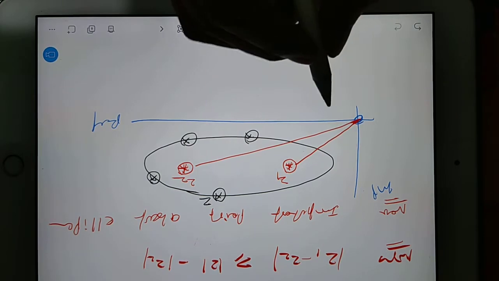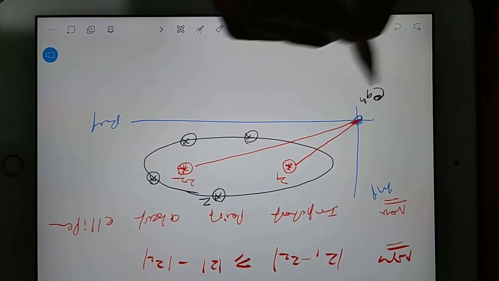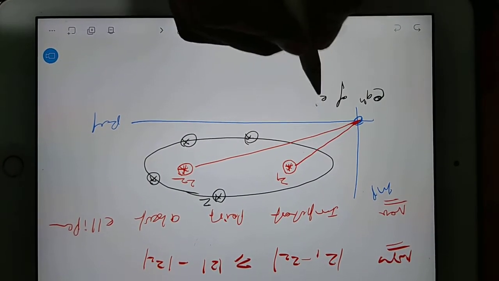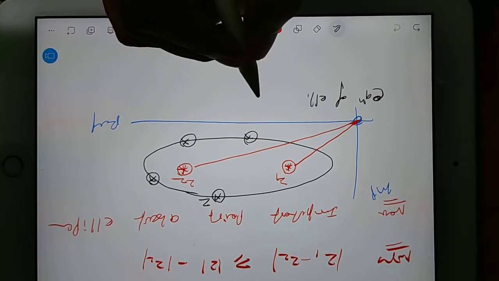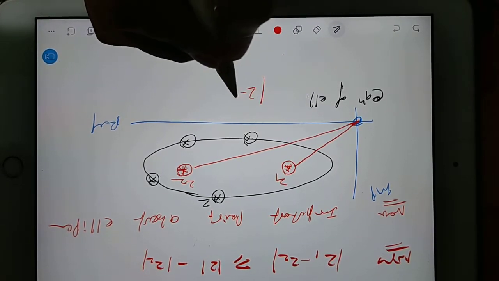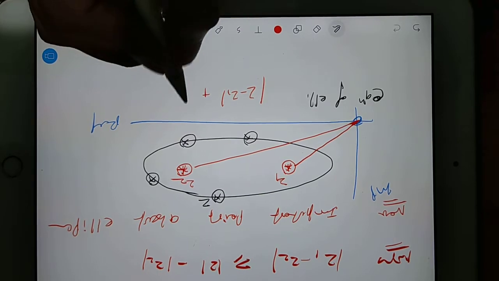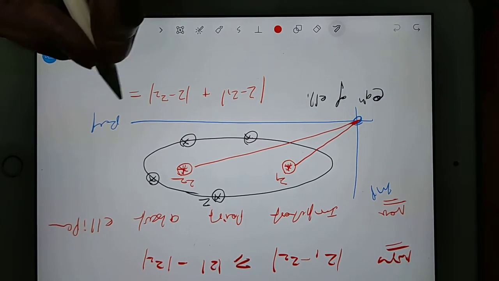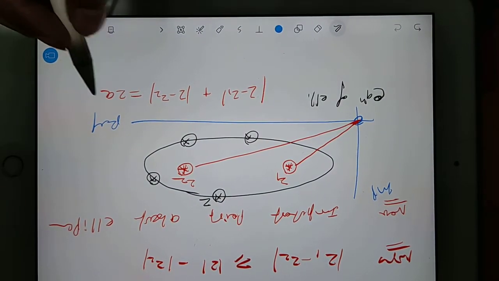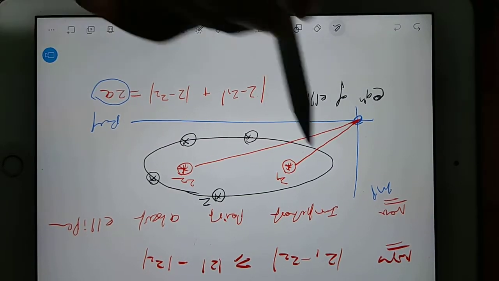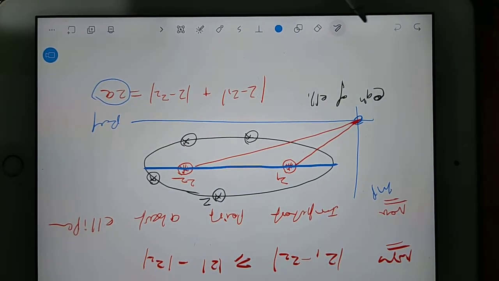Okay, so equation of ellipse, like just now I gave equation of circle. So equation of ellipse you can write as mod of Z minus Z1 plus mod of Z minus Z2 is equal to 2a. Now what is this 2a here? This will be a constant which will represent the major axis.